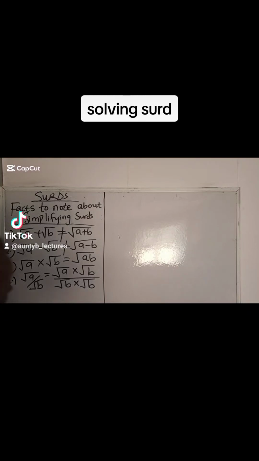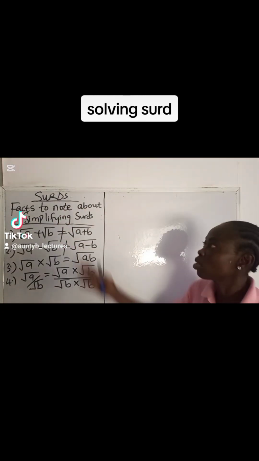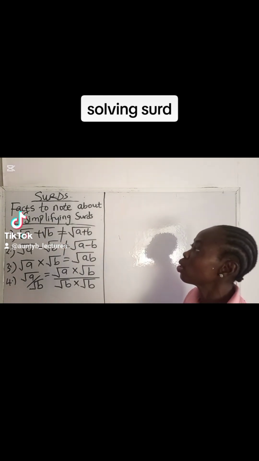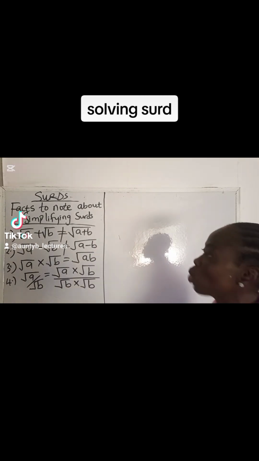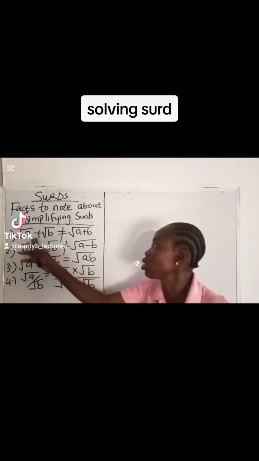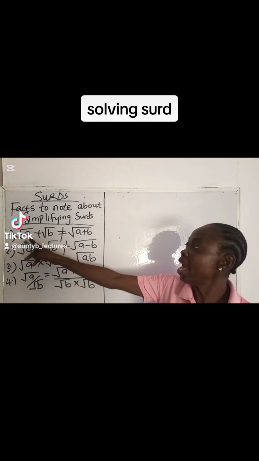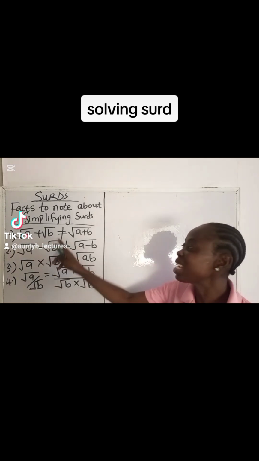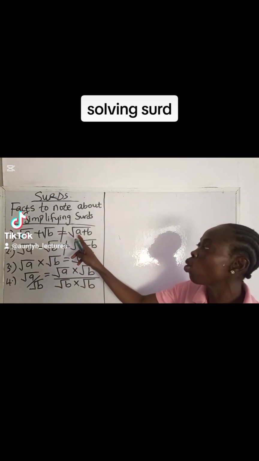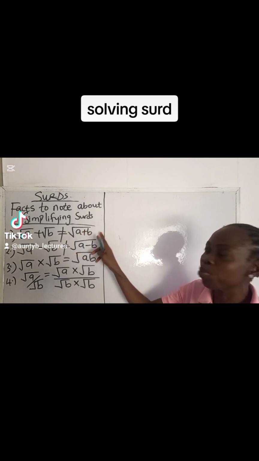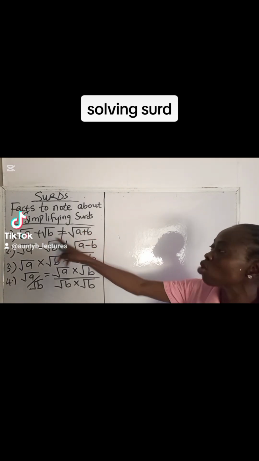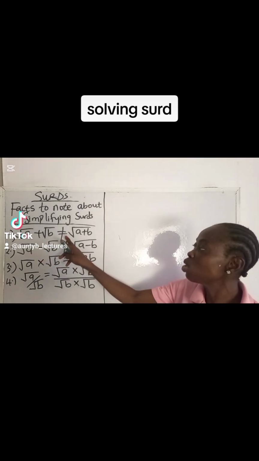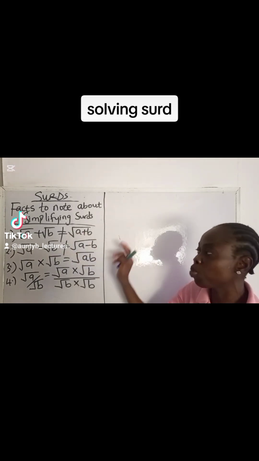Now we want to look at surds. The fact that we need to note when we are simplifying surds. You can see it on the board. Root A plus root B is not equal to root A plus B. It is not equal. We don't solve surds this way.